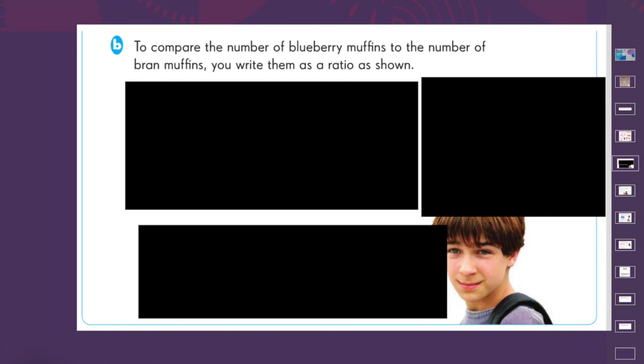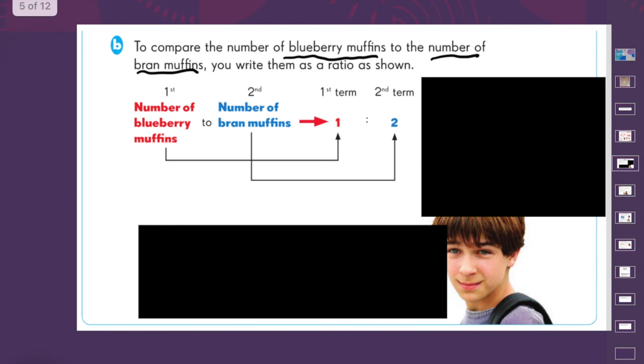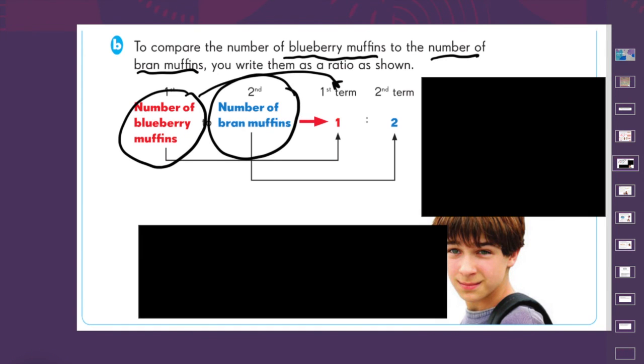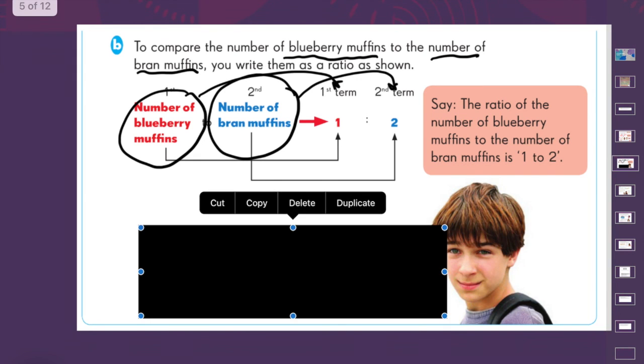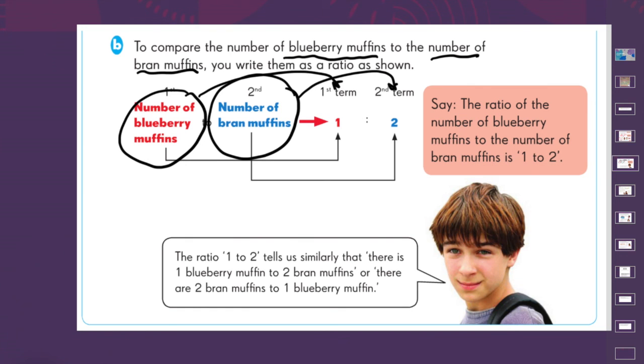Now, if we were going to switch the quantities around and compare the number of blueberry muffins to the number of bran muffins, then we would write them like this. Now our first term is the number of blueberry muffins, which was 1. And our second term is the number of bran muffins, which was 2. So we would say that the ratio of the number of blueberry muffins to the number of bran muffins is 1:2. And our friend down here reminds us that the ratio 1:2 tells us similarly that there's 1 blueberry muffin to 2 bran muffins, or there are 2 bran muffins to 1 blueberry muffin.